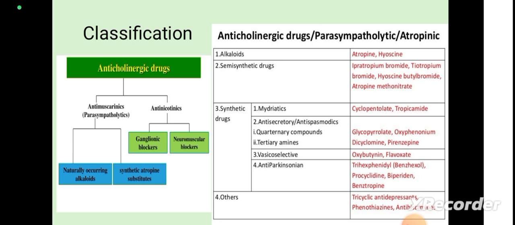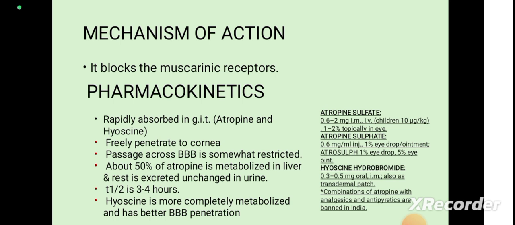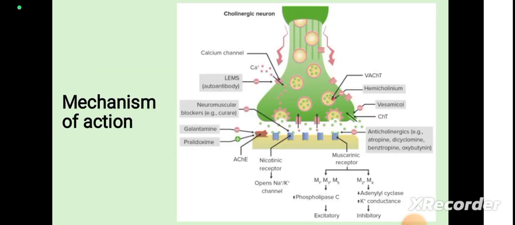So this was the classification for anticholinergic drugs. Parasympatholytics are also called atropinic, we can say. Next is mechanism of action. It blocks the muscarinic receptors. Here we are basically talking about muscarinic receptors. So it is anticholinergic, so basically it blocks muscarinic receptors. In the next slide, I have given the mechanism of action.